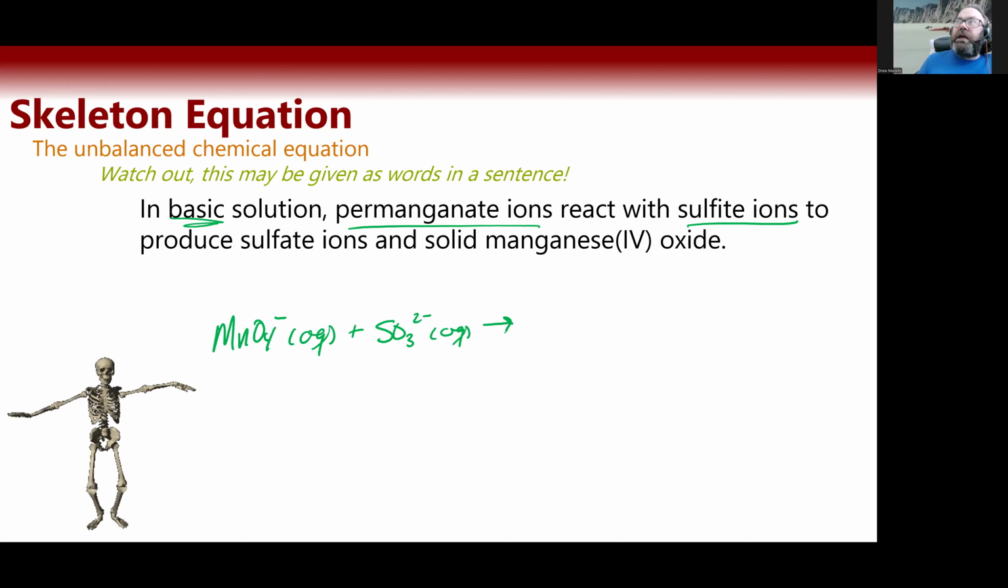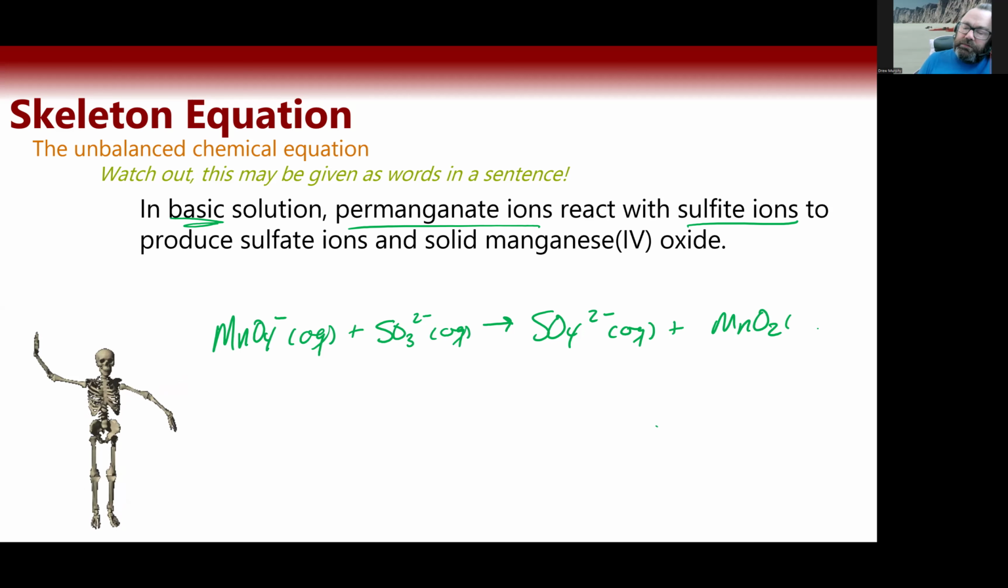That's up there again, to practice what the names of these polyatomics are if we forgot them. Okay, this is going to produce sulfate, and sulfate is SO4 2 minus, and it's going to give us some solid manganese 4 oxide. So that's MnO2, and we told it was a solid. There's our skeleton. Okay, cool. So now we're going to balance it.